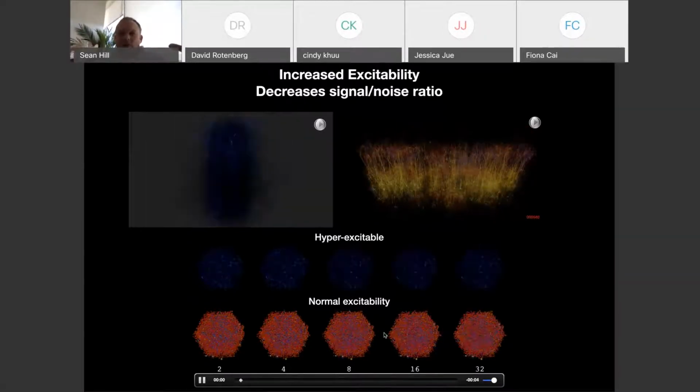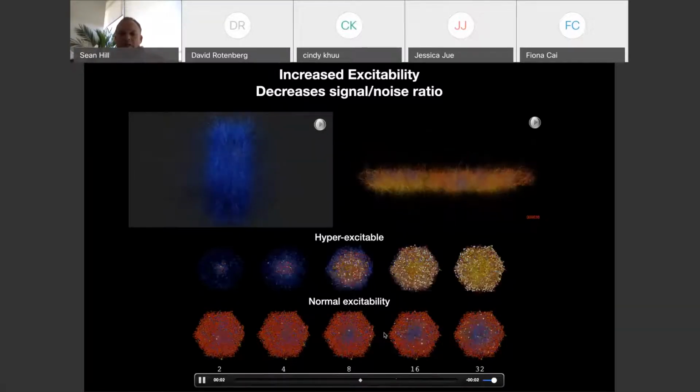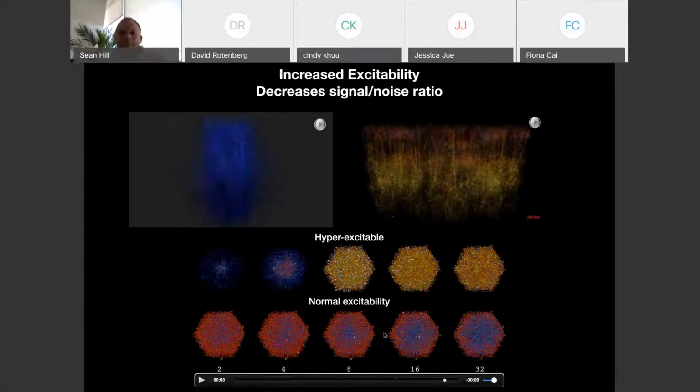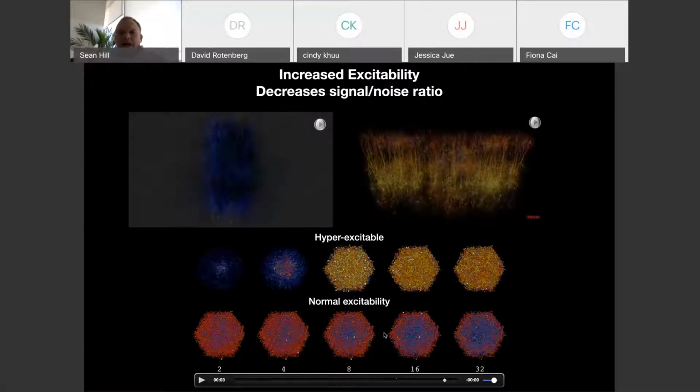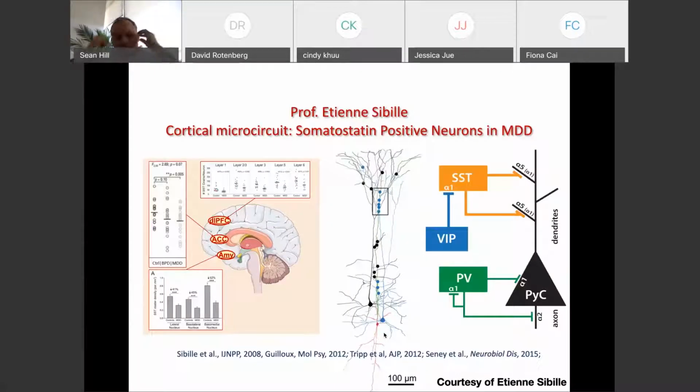So this is a general property of neural circuits, particularly in this case in cortex. And we want to explore that further in order to understand specific mechanisms underlying brain disorders. So in a collaboration, well, separately actually, Professor Etienne Sibyl has been studying for a great amount of time the core cortical microcircuit in the cortex, and looking at the role of somatostatin positive neurons.